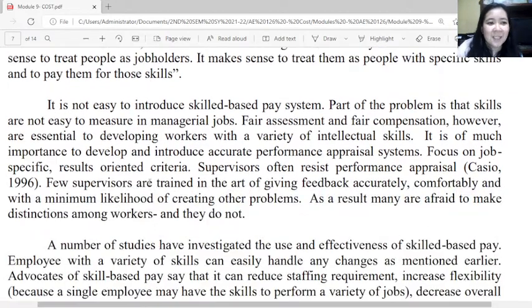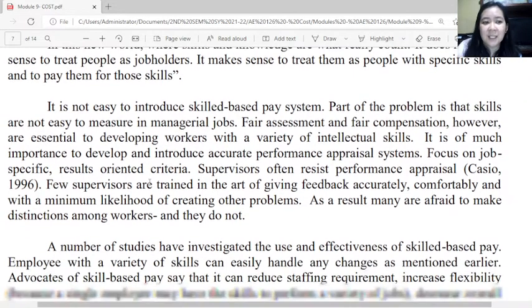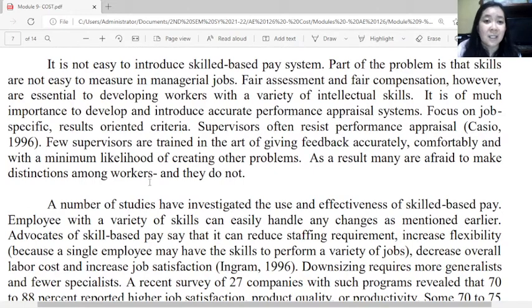In this new world where skills and knowledge are what really count, it does not make sense that people are job holders. It makes sense to treat them as people with specific skills and to pay them for those skills. What you can do that others cannot, that makes the difference. It is not easy to introduce this skill-based pay system, however.